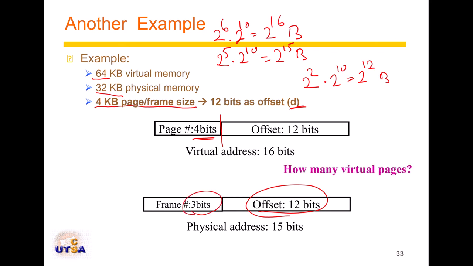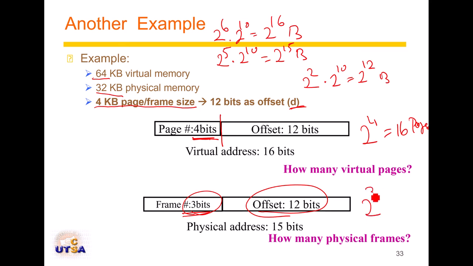And if I just ask how many virtual pages do I have, basically you have 4 bits to address every page, so it will be 2 to the power 4, which will be 16 pages in that system, right? And similarly, if I ask how many physical frames I have, since we are using 3 bits to address every frame, we will have 2 to the power 3, which is 8 frames in that system, basically.